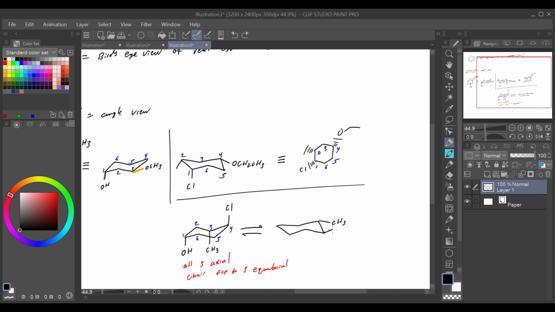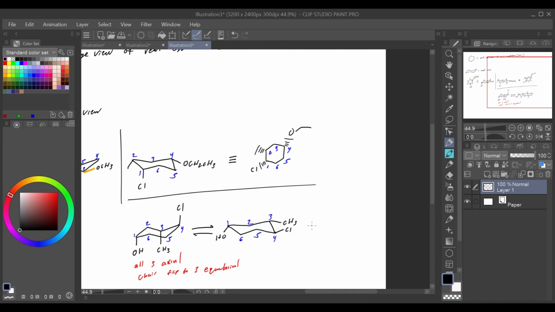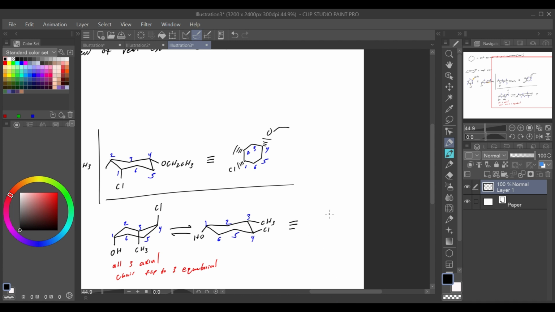Okay, so after you do the chair flip, the axial down OH on carbon 1 becomes the equatorial down, and then the axial down methyl on carbon 3 becomes the equatorial down, and then the axial up chlorine on carbon 4 becomes the equatorial up. All the axial positions now become the equatorial, more stable after the chair flip. And then we want to redraw as the polygon, the bird's eye view of the cyclohexane.